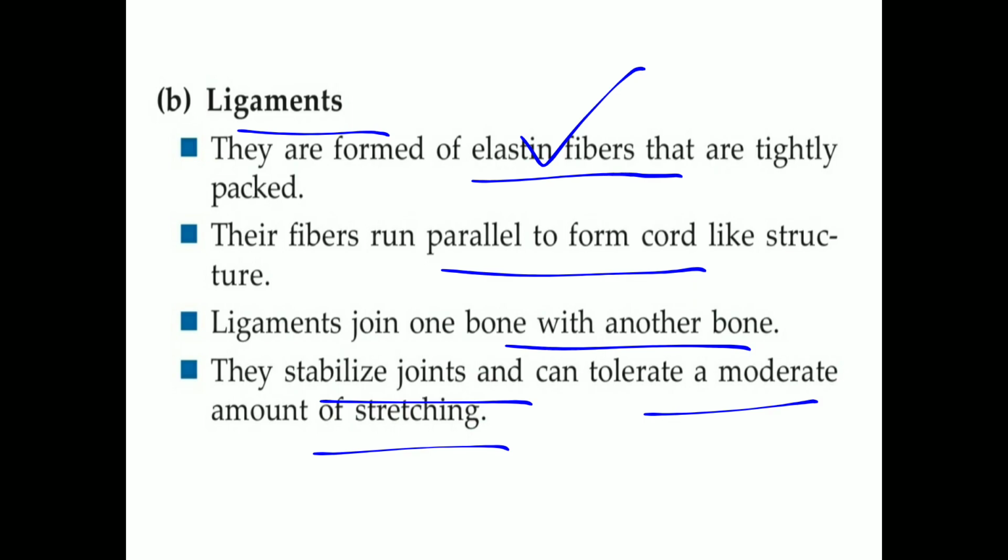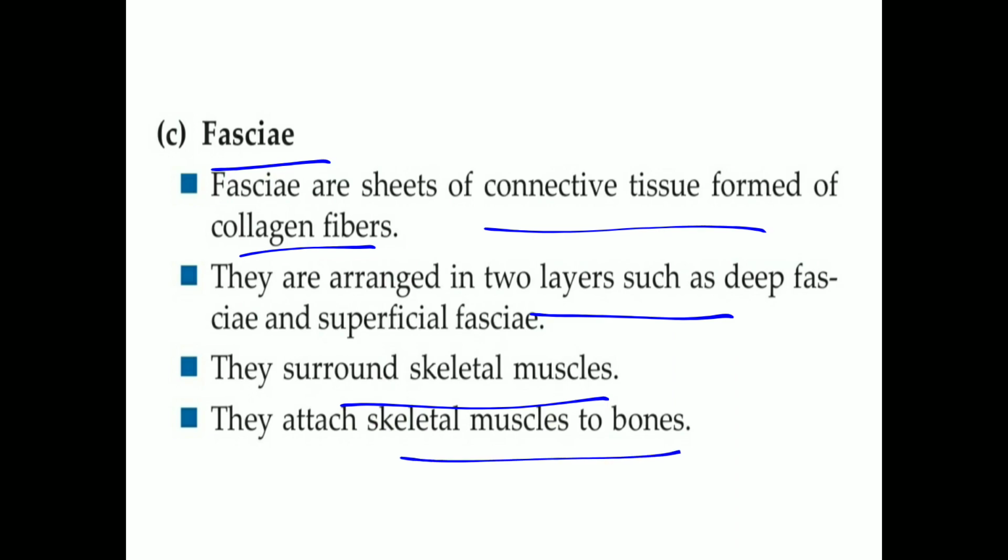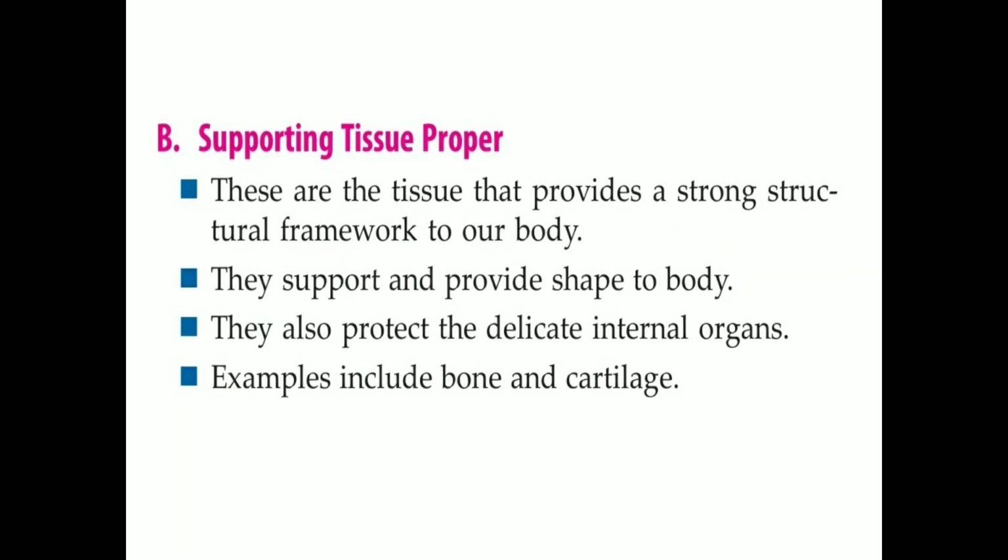they tolerate a moderate amount of stretching because of their elastic fibers. Then fasciae, they are sheets of connective tissue formed of collagen fibers, and they are arranged in two layers such as deep fascia and superficial fascia. They surround the skeletal muscles, and they attach the muscles to bones.